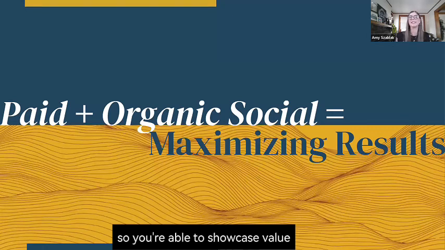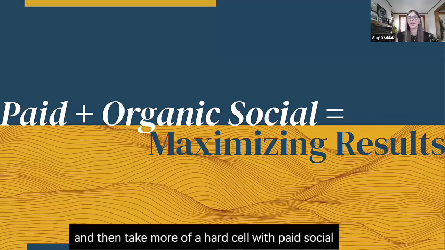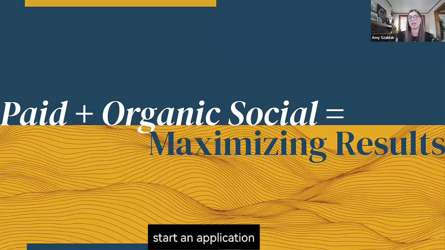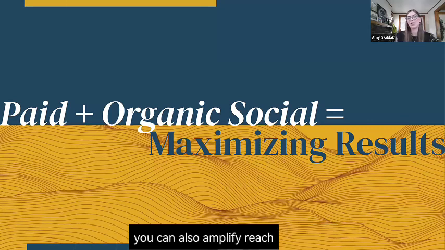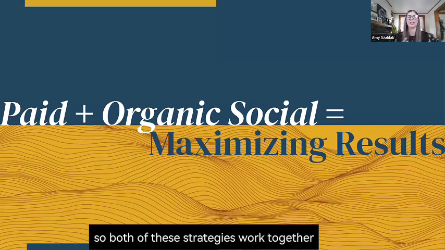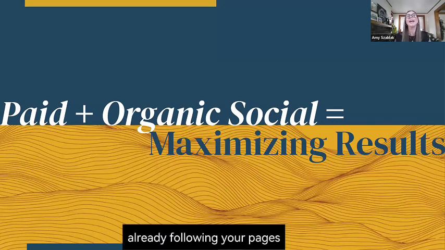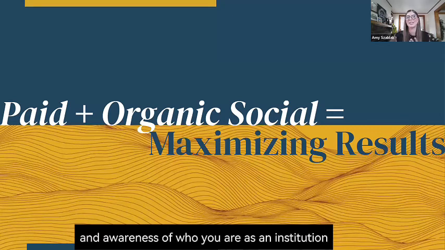So you're able to showcase value props and your institution's personality with organic social, and then take more of a hard sell with paid social to get users to fill out a lead gen form and ultimately start an application. By showcasing and using paid and organic social, you can also amplify reach. So both of these strategies work together to increase reach amongst current audiences already following your pages, as well as new audiences through paid audience targeting. And then enhancing engagement. So users engage on both paid and organic really just helps increasing your brand awareness and awareness of who you are as an institution.